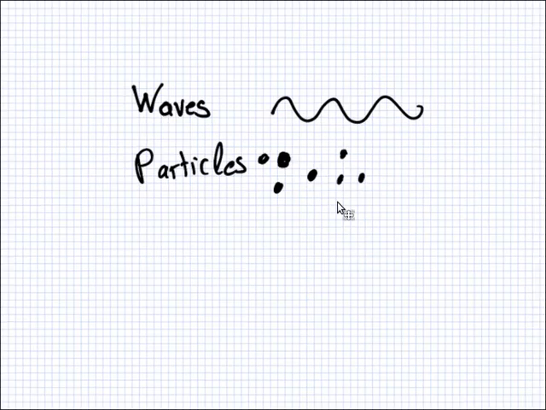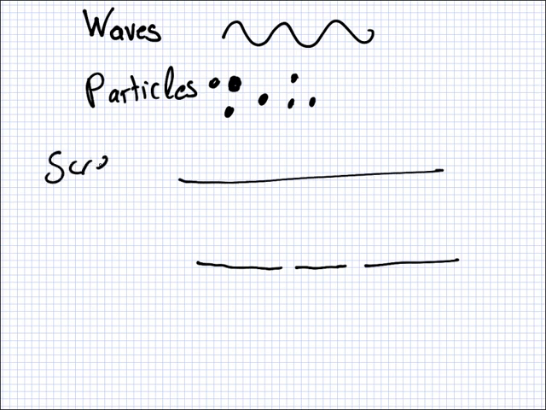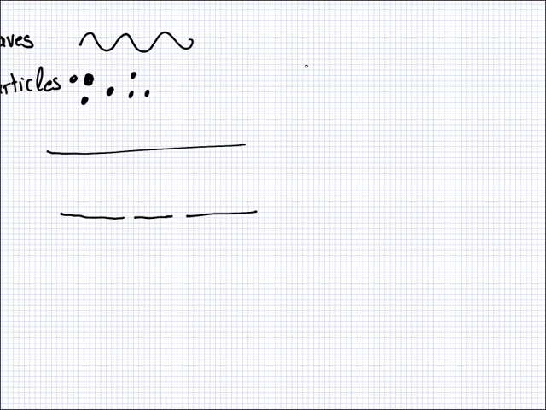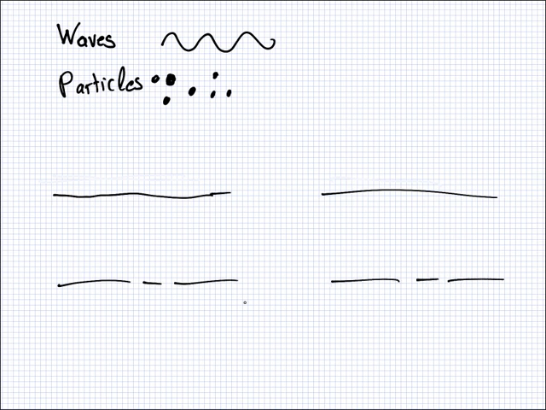There's a very simple experiment here. What you do, you have two slits and a screen. And you have something, we don't know what it is, so I'll call it a mystery item.